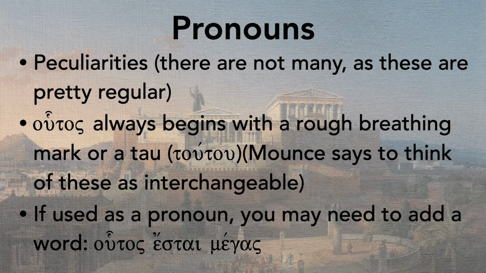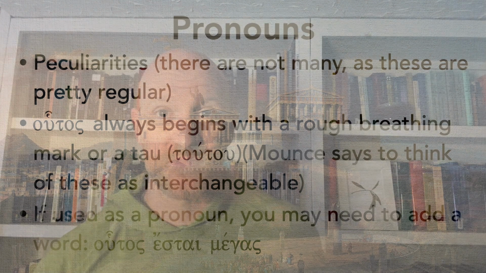Also, if used as a pronoun, you may need to add a word in translation. In other words, Greek is going to use houtos and ekeinos more than we would in English. Okay, so the example that you see here, houtos estai megas. This, or this guy, will be great. This will be great, okay?